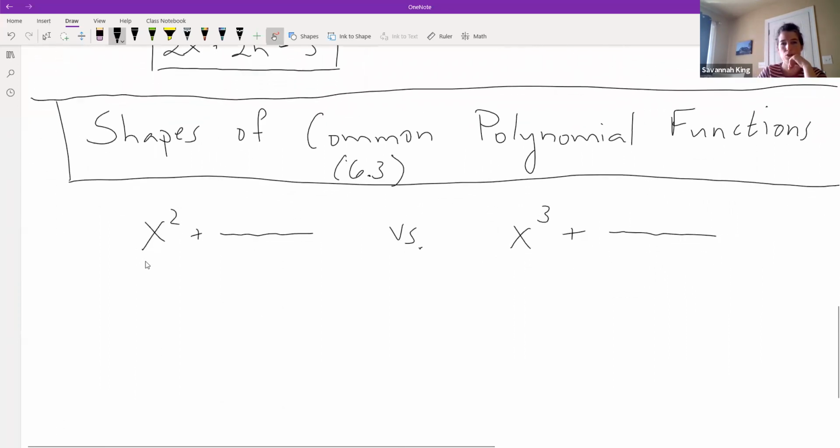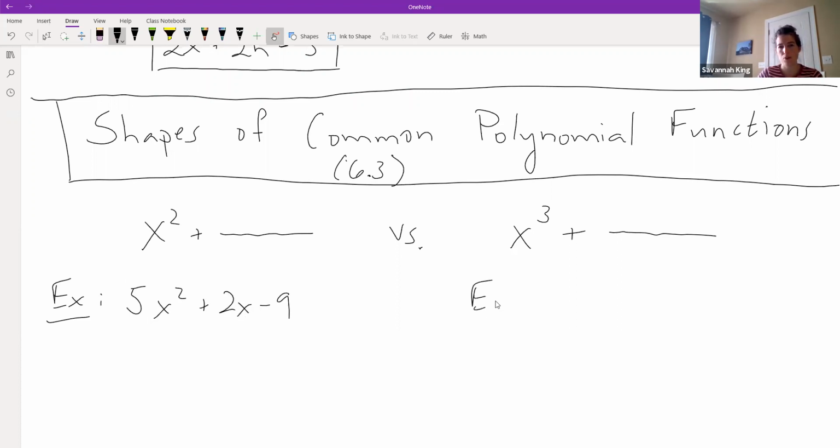Now, I called it x squared versus x cubed, but realistically, there's usually some kind of a visible number, a number that's not one, sitting out here in front. They call it the coefficient. We've used that word just a little bit, haven't talked about it too much. So an example of an x squared polynomial could be like 5x squared plus 2x minus 9. We could get an example of an x cubed polynomial, maybe 3x cubed minus 2x squared plus 6x minus 14.